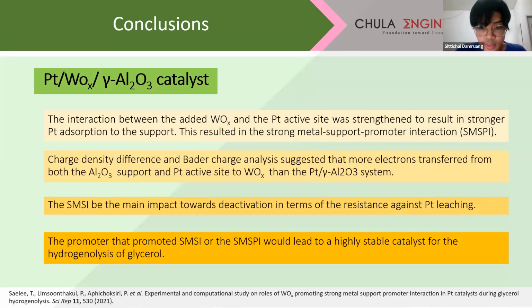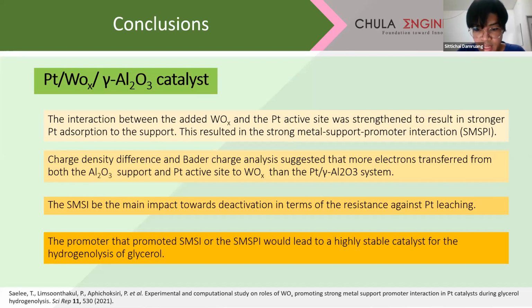Conclusion: in the tungsten modified catalyst, the interaction between tungsten oxide and the platinum active site was strengthened, resulting in stronger platinum adsorption to the support. This results in the strong metal support promoter interaction and stability against platinum leaching. Charge density difference and Bader charge analysis suggest that more electron transfer occurs from both the alumina support and the platinum active site to the tungsten oxide species than between alumina and platinum in the platinum alumina system.